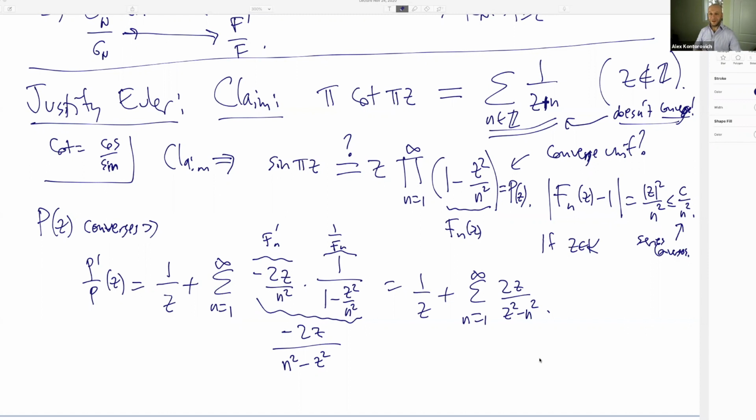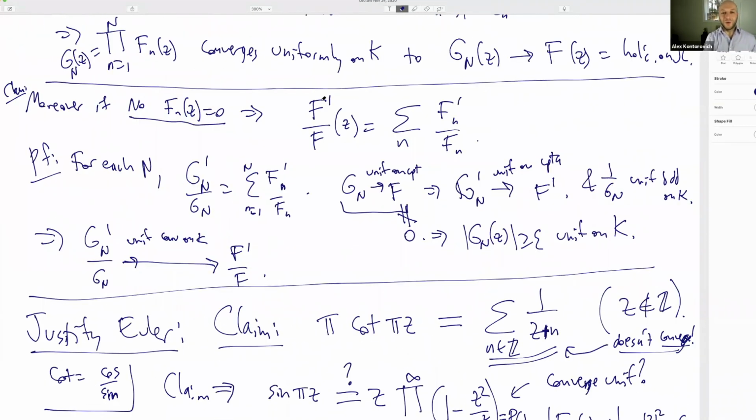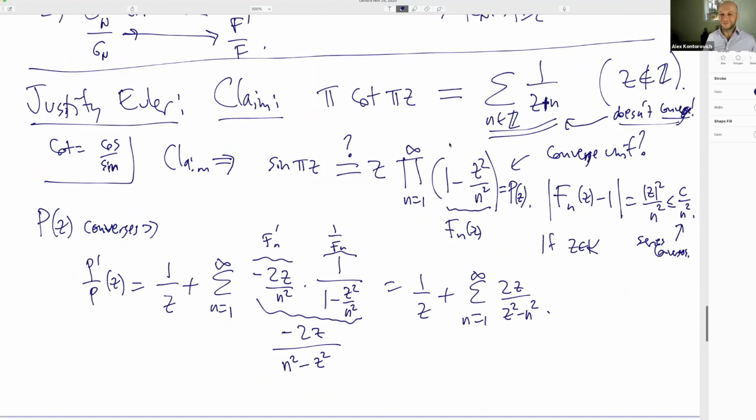Are you guys happy with that? Why do we break this up as addition, the z going to 1 over z? Because when we take the logarithmic derivative, it's the sum of the logarithmic derivatives. F was a product. That's the beauty of logarithmic derivatives, is that they turn products into sums, and they just turn it into term by term. Great. Now I owe you a discussion of how this converges.